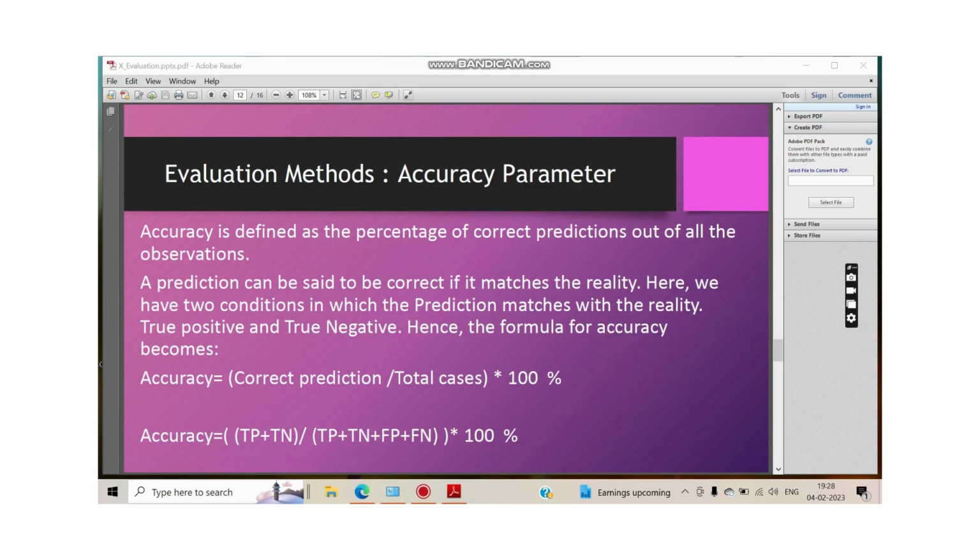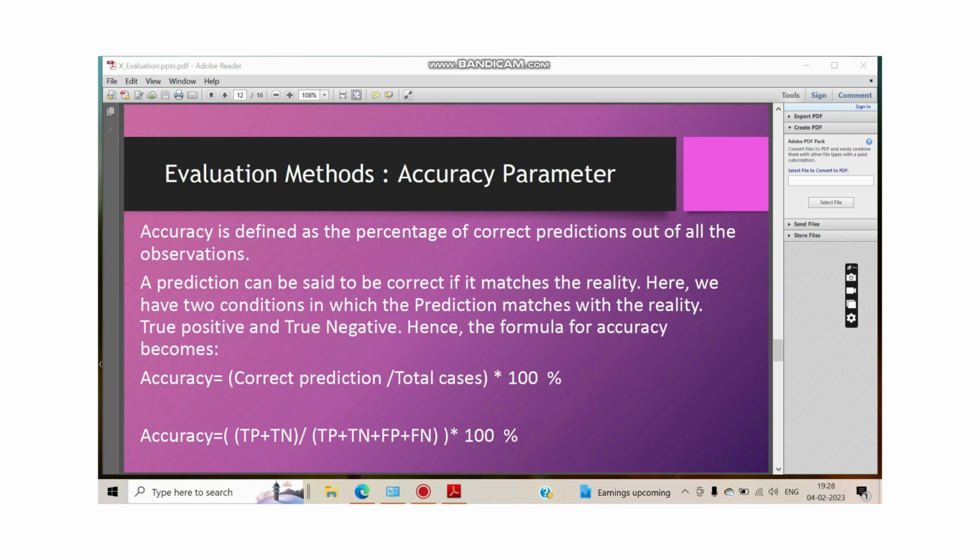The next topic is evaluation methods. There are different evaluation matrices available to check the performance of the artificial intelligence model. They are four in number. Let's begin with the accuracy parameter.